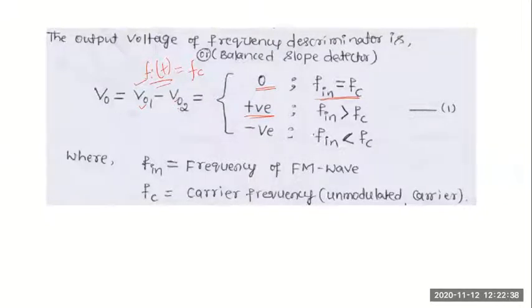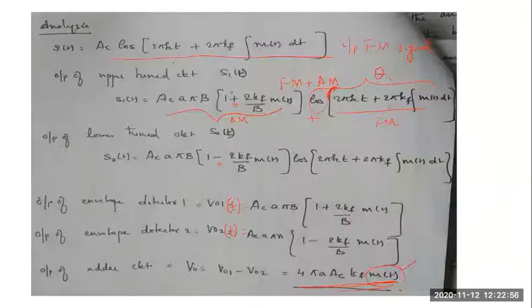And whenever the input FM signal frequency is less than the carrier frequency, you get V02 much higher than V01. Hence, this will be a negative value. So if you can explain this equation and the working in words easily and write only these steps in the derivation, you will be getting full marks.